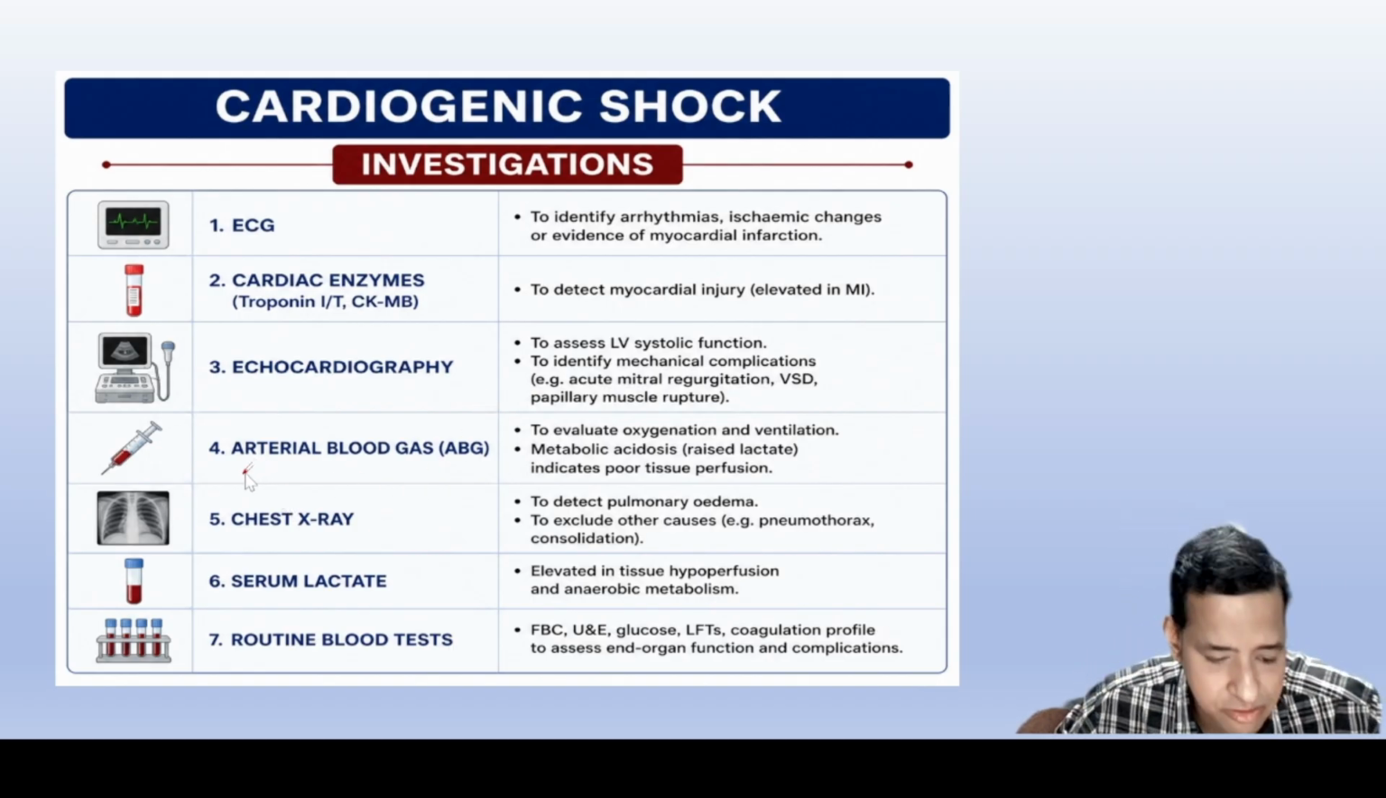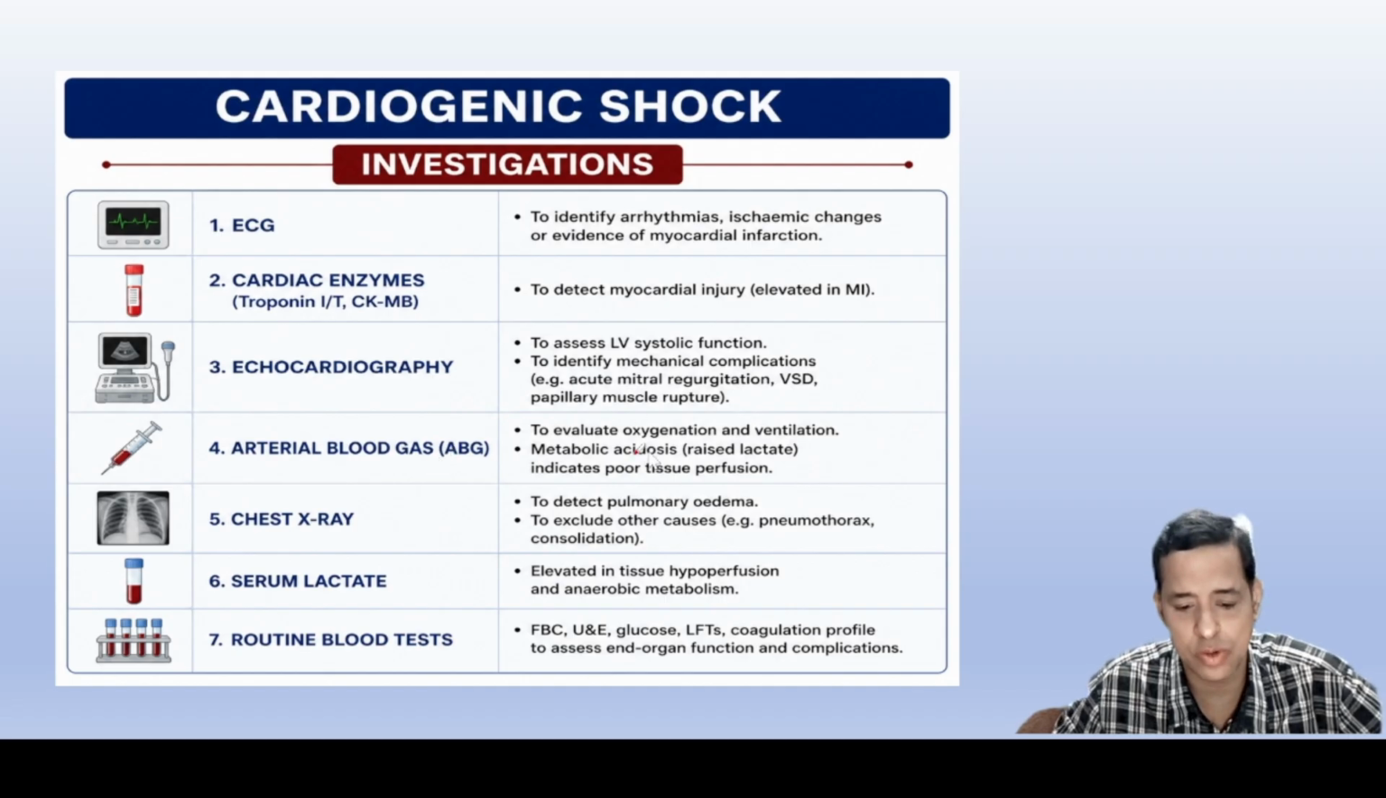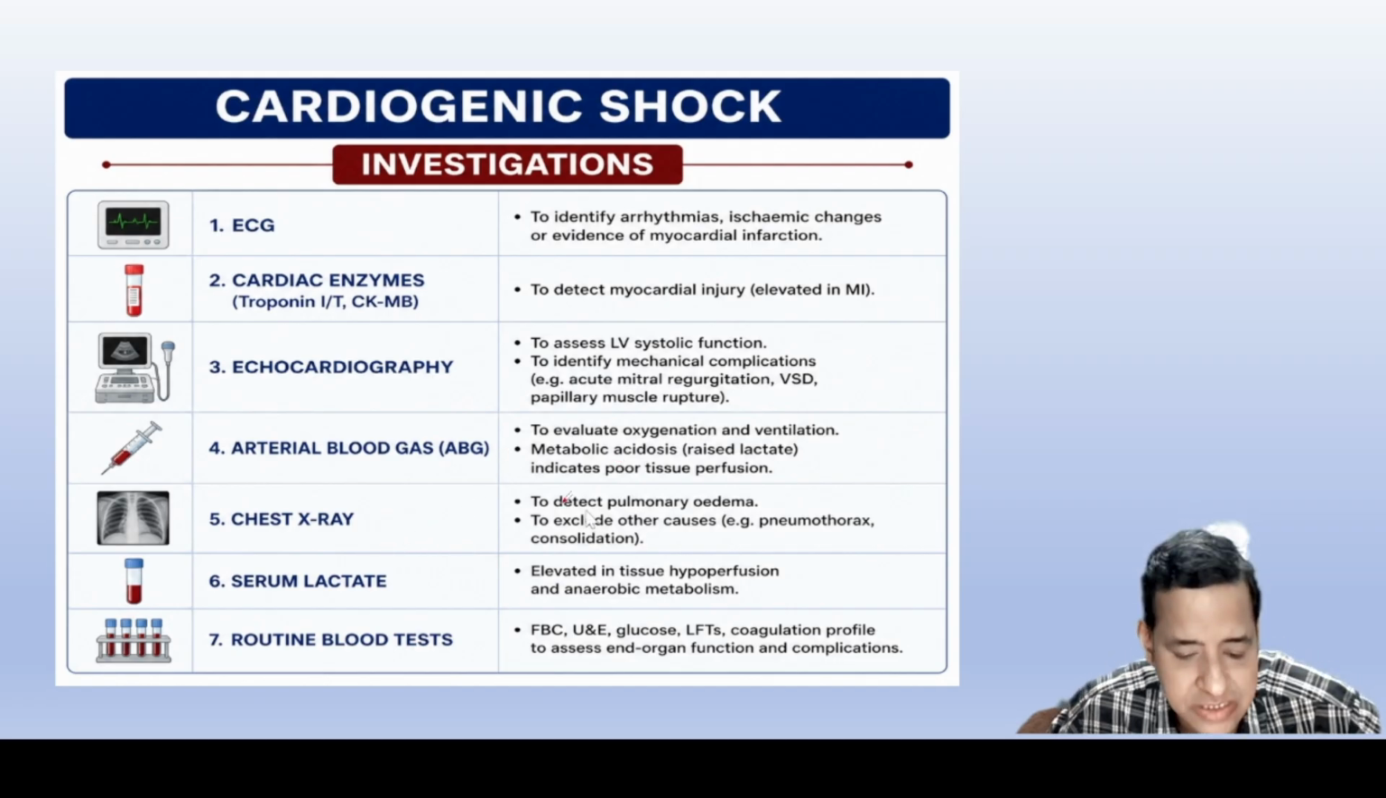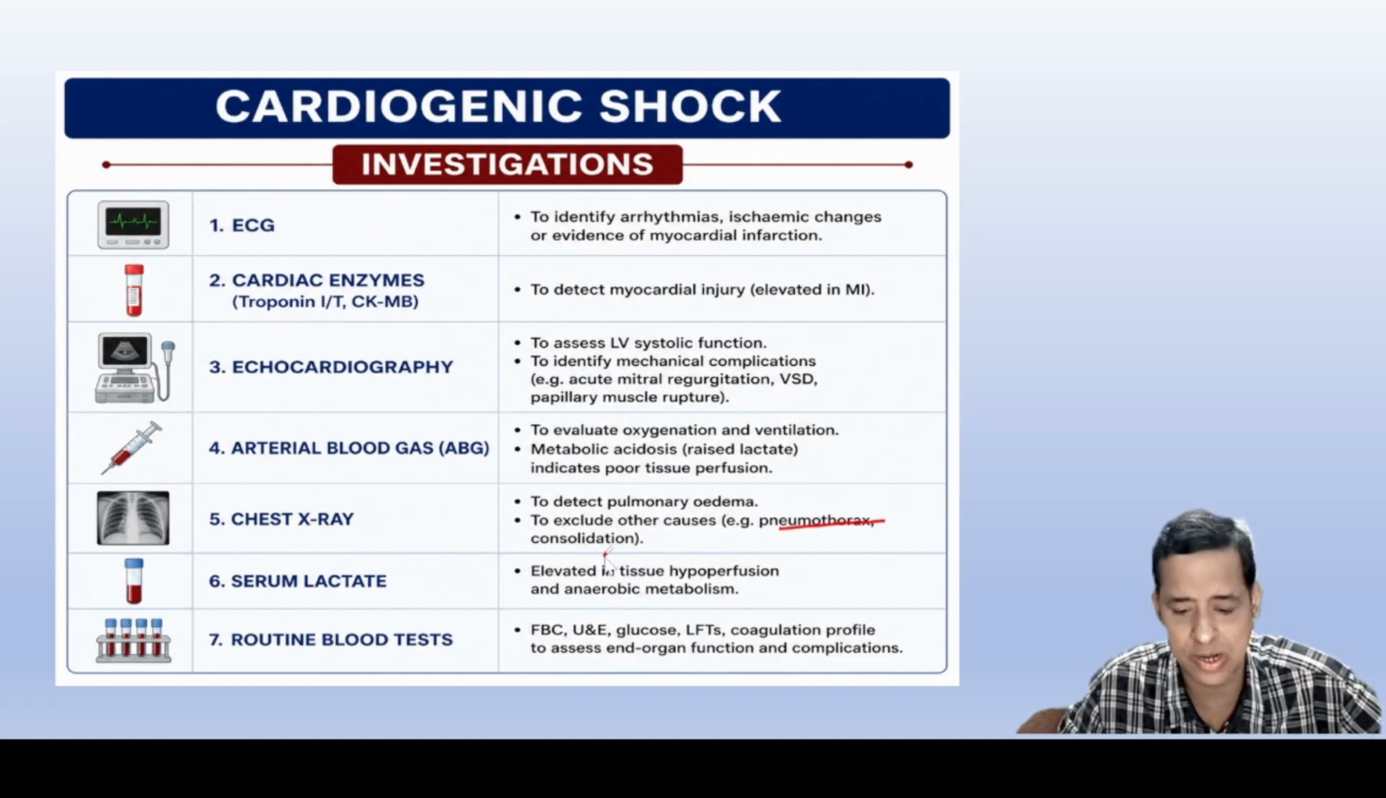Next is arterial blood gas. You can see metabolic acidosis, as we discussed in the previous slide, to evaluate oxygenation and ventilation. Metabolic acidosis with raised lactate indicates poor tissue perfusion, poor oxygen supply. On chest x-ray, you can see pneumothorax or consolidation, and pulmonary edema. I will teach this separately when the respiratory system topic comes up.